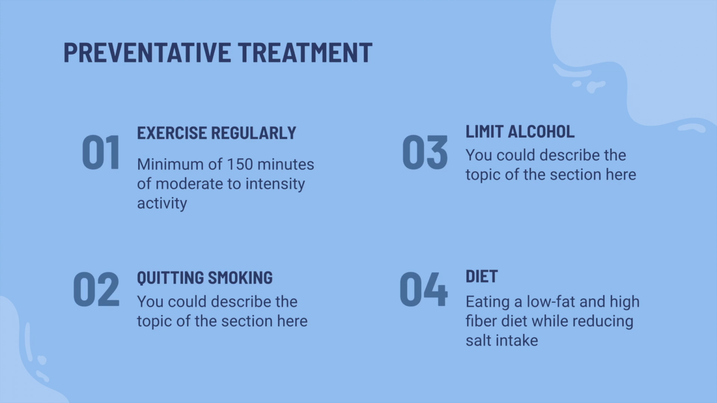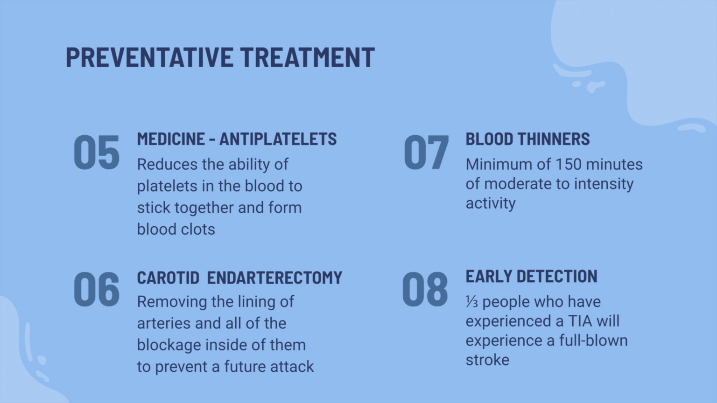It is important to eat a low-fat and high-fiber diet while being careful to reduce salt intake. Cholesterol is a fatty substance that can be absorbed from foods. If there is too much cholesterol in your body, it can cause fatty deposits to build up in your arteries and restrict the flow of blood. However, eating well can reduce your cholesterol level. Other than lifestyle changes, there are multiple ways to prevent TIA with medicines.